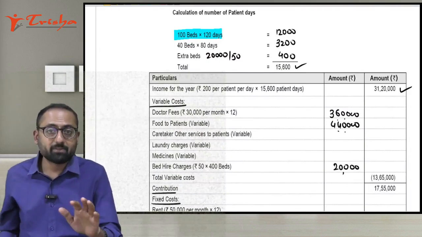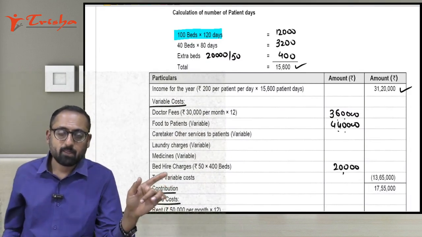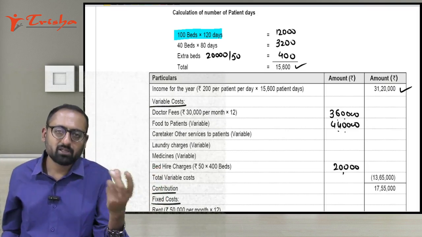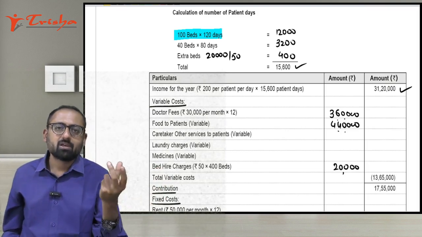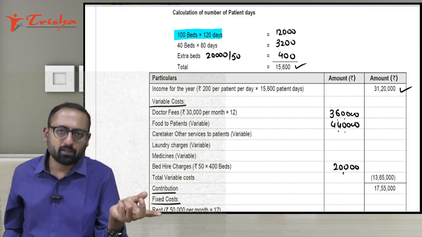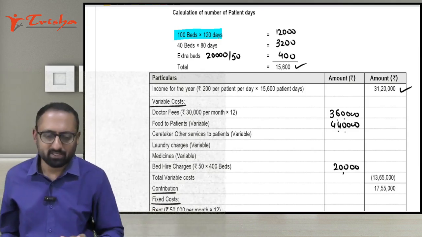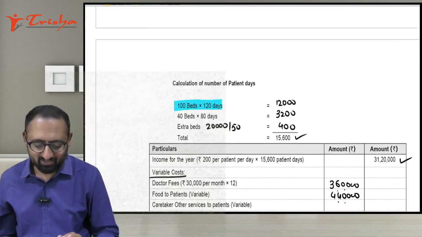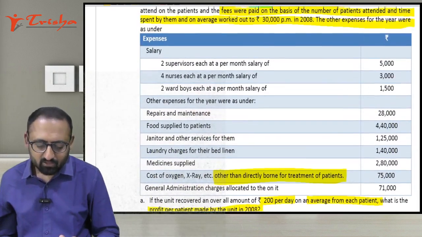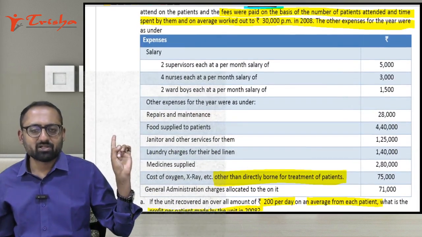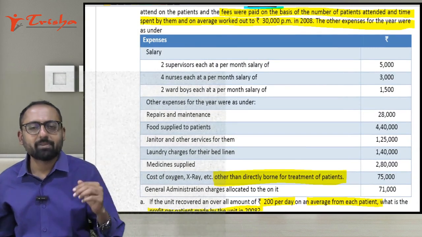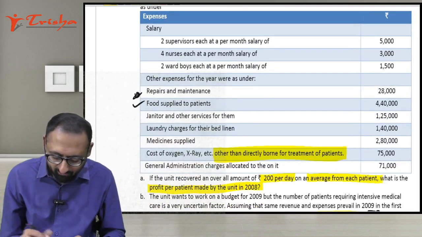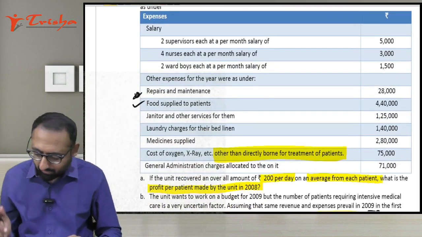So here repairs and maintenance will not be a variable expense. In goods transportation, passenger transportation, school bus, generally that repairs and maintenance we consider either semi-variable or variable. But here it will be a fixed expense, because repairs and maintenance is not dependent on number of patients. But there for the transportation, repairs and maintenance is altogether dependent on kilometers traveled. Okay, so repairs and maintenance not considered. Food, janitor and other services for them 1,25,000.